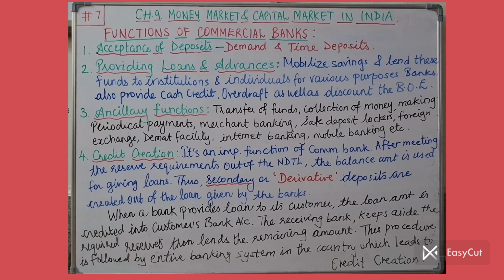See, all these functions are very simple. The first one was acceptance of deposits, second providing loans and advances, third ancillary functions, and now the last one, but a very important function, that is credit creation. That means creation of loans, creation of credit. Now in simple language I will explain this first. This credit creation is done on the basis of deposits available with the bank.